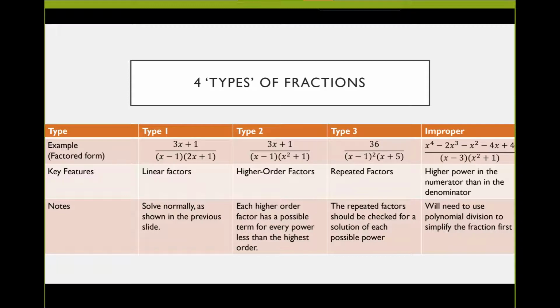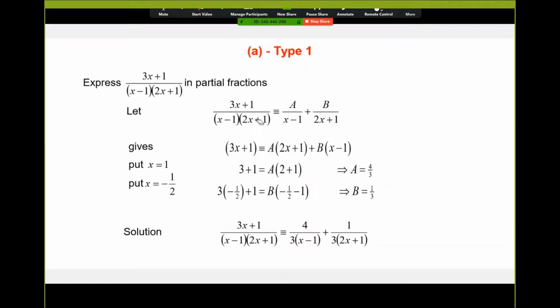Okay, good question. So over to type 1. This is a type 1 because each factor is linear. And that means we can just throw each part as the bottom of our fractions and use a constant. So this is some constant over x minus 1 plus some constant over 2x plus 1 should be able to equal this larger fraction. So I'm going to cross multiply. And we'll solve for a and b.